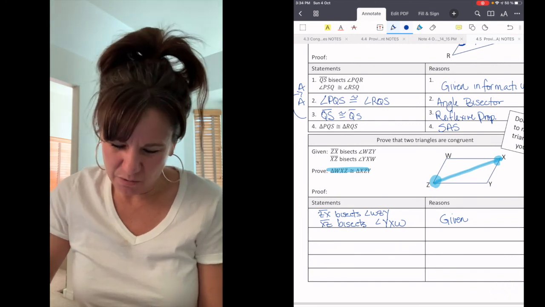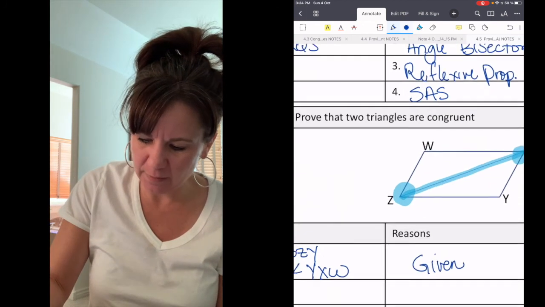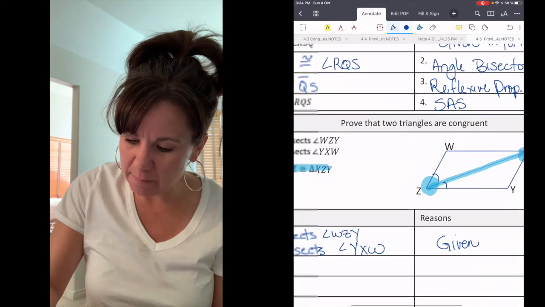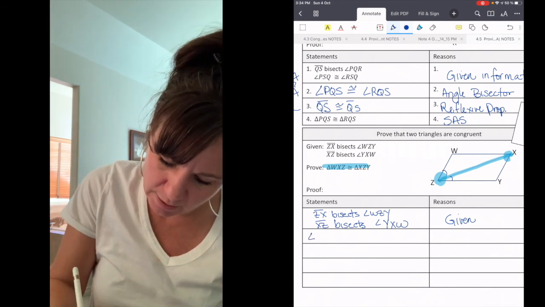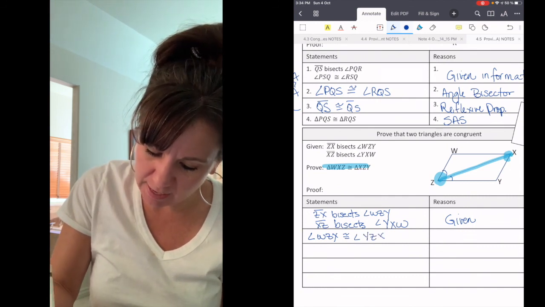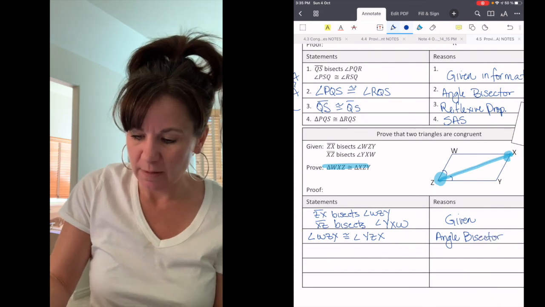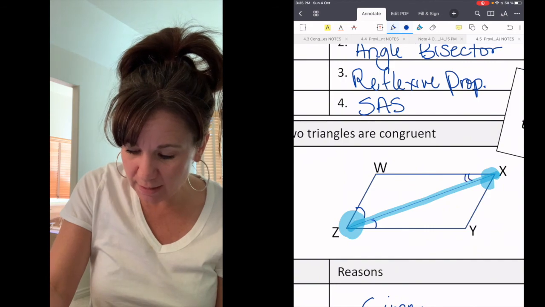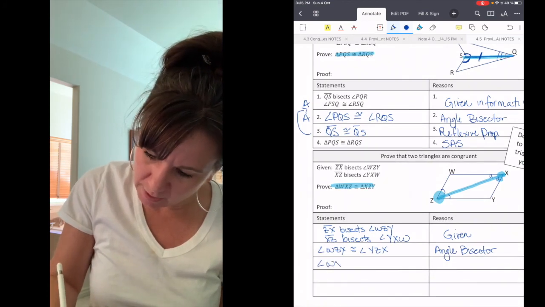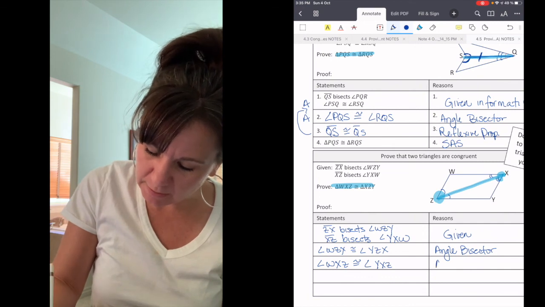It's not really a side or an angle yet, so what does that tell us? Well, if ZX bisects WZY, that means that these two angles are congruent because the bisector cut it smack in half. So that means that angle WZX is congruent to angle YZX because of the angle bisector. And similarly, on the top side of the triangle, we could say that these two angles are congruent because of the angle bisector. So we could say that angle WXZ is congruent to angle YXZ because of the angle bisector.